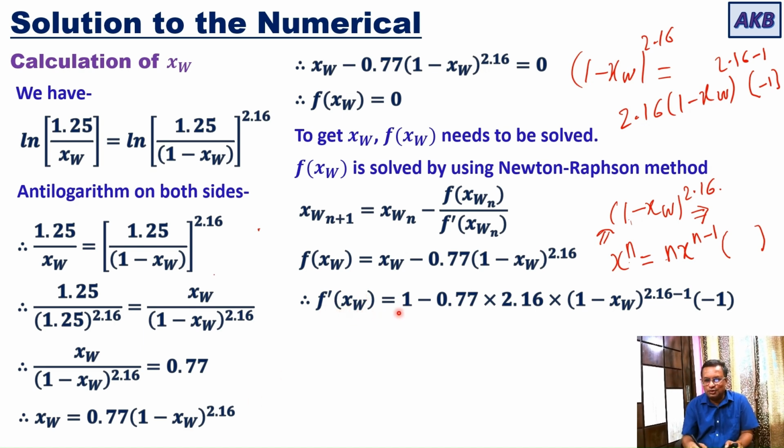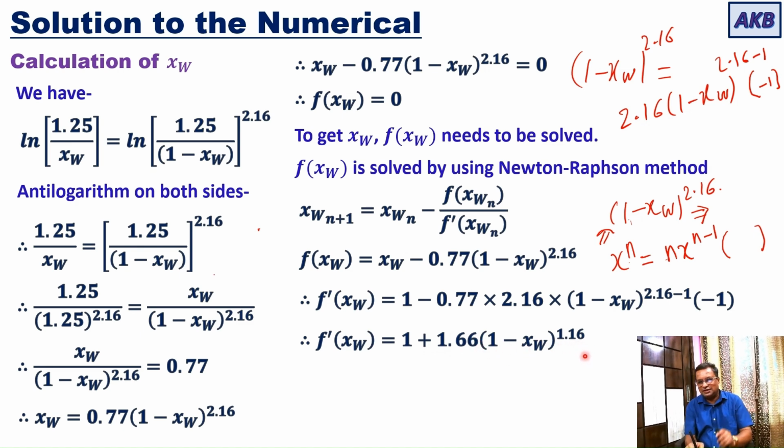So, f dash of xw is equal to 1 minus 0.77 into 2.16 into (1 - xw) raised to 2.16 minus 1 into the derivative of the function. Derivative of the function is minus 1. So, if you simplify it, you will get f dash of xw is equal to 1 plus, and the product 0.77 into 2.16 is 1.66. This minus and this minus will become plus. So f dash of xw is equal to 1 plus 1.66 into (1 - xw) raised to 1.16. So this is the derivative of the function.